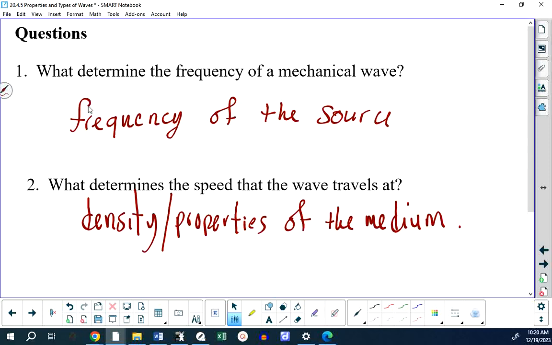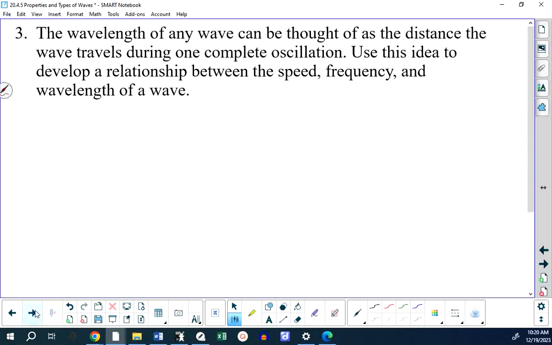Now, the wavelength is the distance the wave travels during one complete oscillation. Before we do this question, I want to throw something your way. The speed of a water wave is the same regardless of the song I'm listening to. Okay? So imagine me tapping my toe in and out of the water at about 1 hertz, 1 oscillation per second.